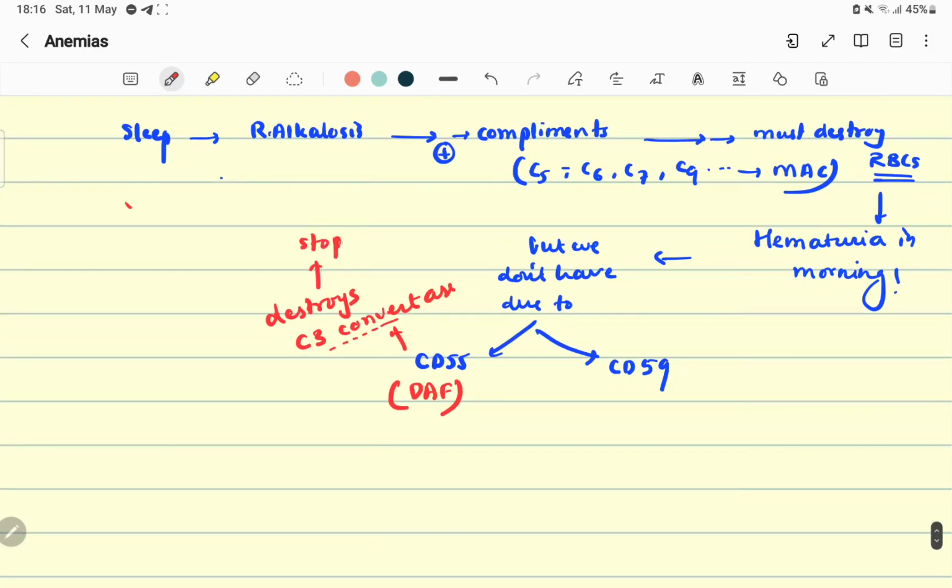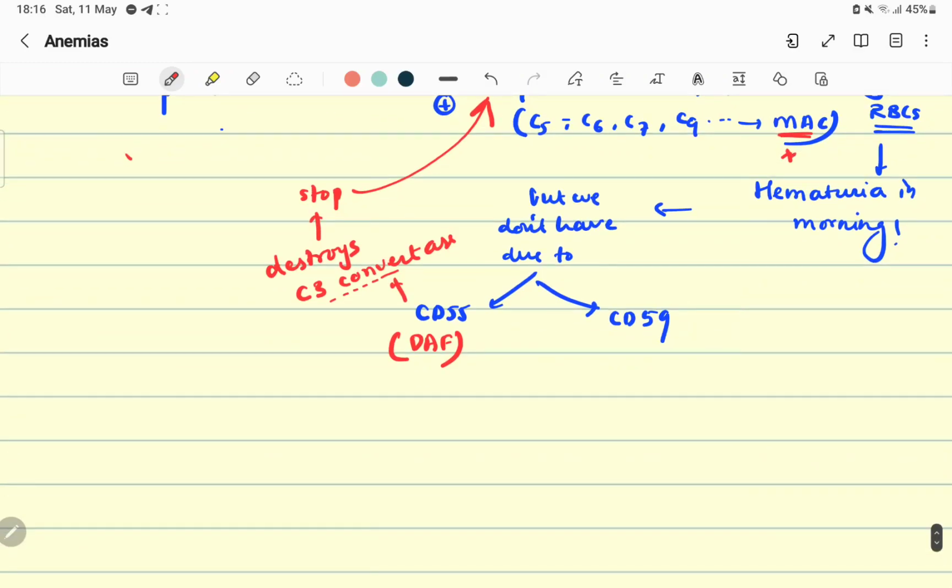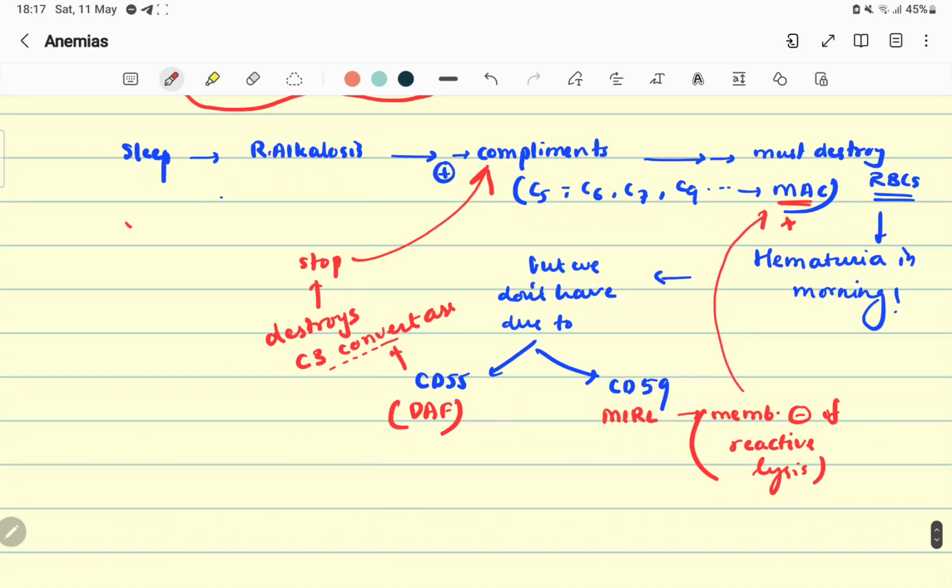This stops the formation of MAC. This MAC won't form, and there is no hematuria in a normal person. CD59 is also called MIRL. MIRL means membrane inhibitor of reactive lysis. This will also destroy the MAC. So there is no hematuria in the morning in a normal person.